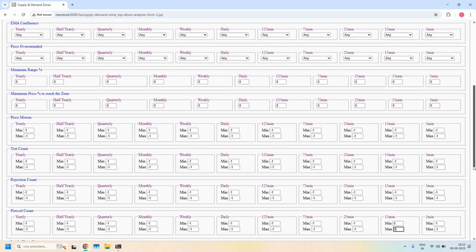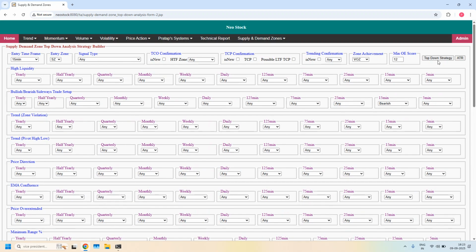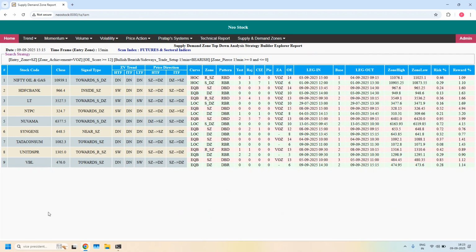So with these filters, we got 9 stocks supporting bearish trade setup for daily income trade. And entry time frame zones are 15 minute supply zones. So total 9 stocks we got.